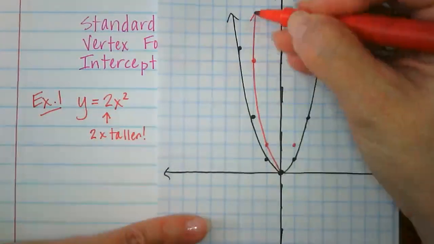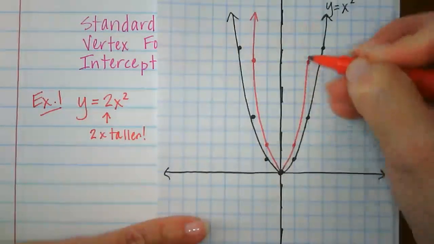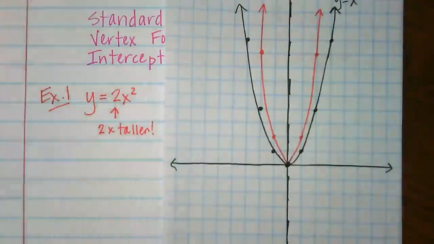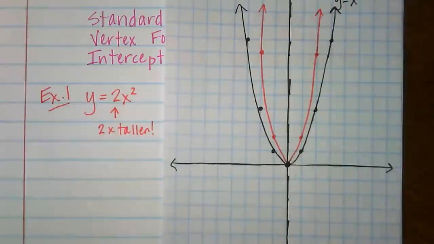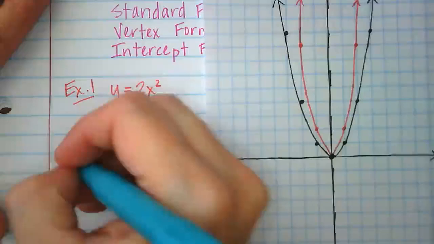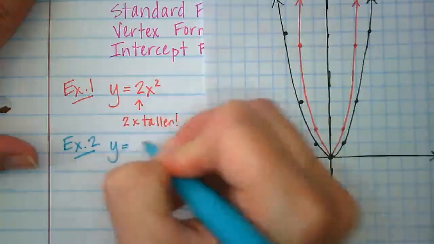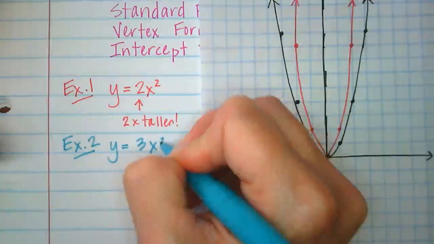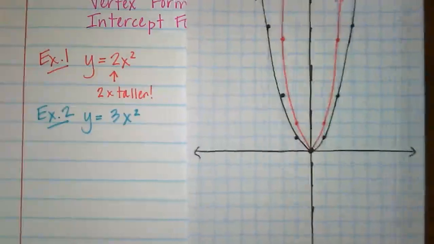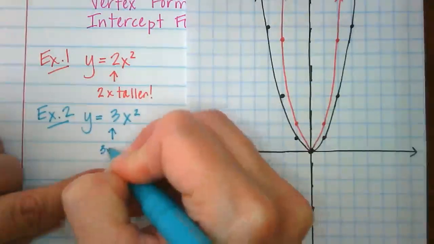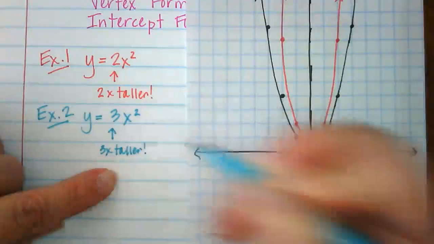So when we multiply by 2, we get a taller, thinner parabola. All right, let's try, let me grab a different color here. For this one, what if we do 3x squared? So if you've caught on, we're going to do a basic parabola, but it's going to be 3 times taller.